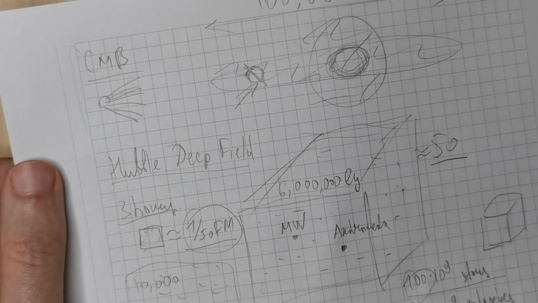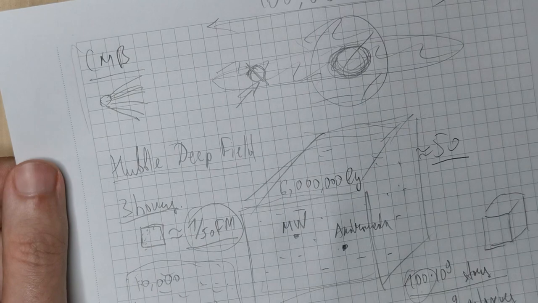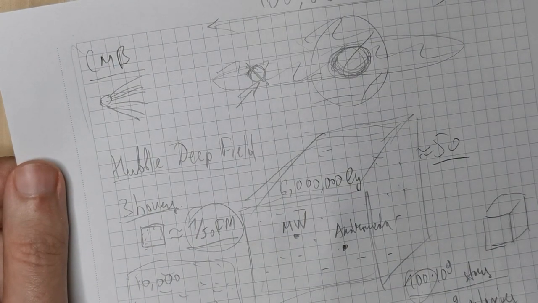Like, you mean that we can describe the CMB in that way also? Yeah, you look out to a small portion of the CMB and it actually shows you quite a large portion of the sky.